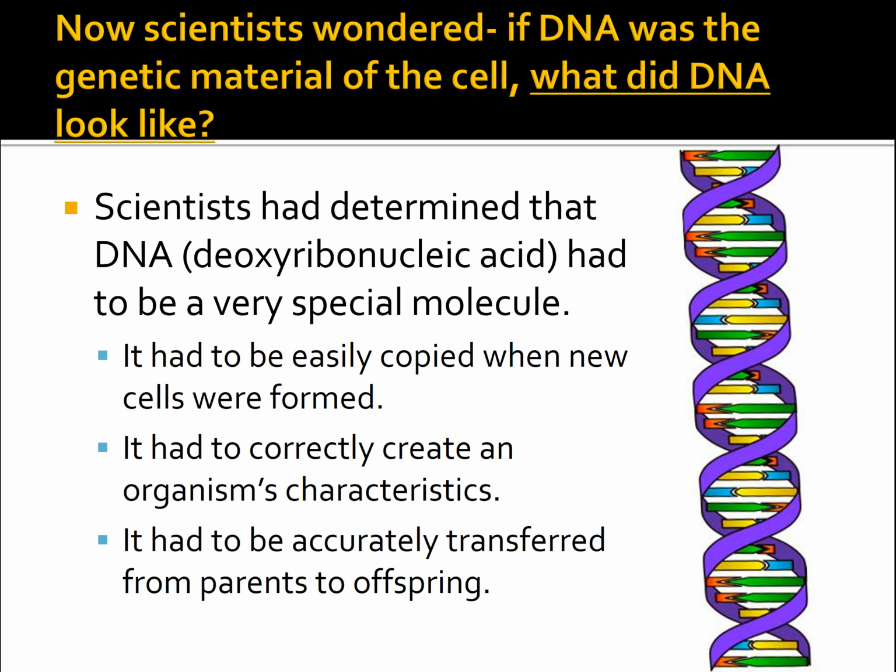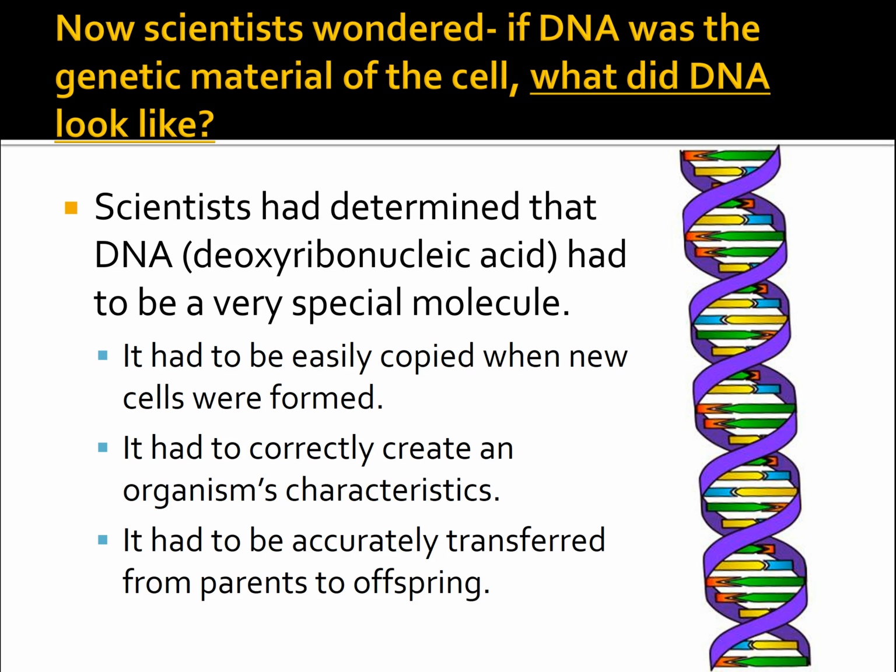So scientists had determined that DNA, which stands for deoxyribonucleic acid, had to be a very special molecule. It had to be easily copied when new cells were formed, because as we talked about in mitosis and meiosis, every time a cell divides, chromosomes are copied, and those chromosomes are made of DNA, so it had to be easily copied. It had to correctly create an organism's characteristics, because all the traits of an organism they knew came from that genetic material, so somehow it had to correctly create all those traits.